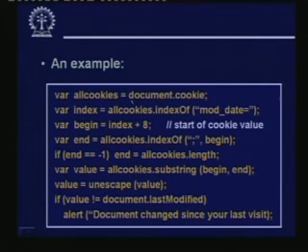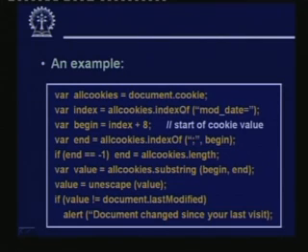First, we are retrieving this document.cookie. As I said, all the cookies delimited by semicolons, in the form of a long character string, are returned into a variable called allcookies. Next, allcookies is a string, right?